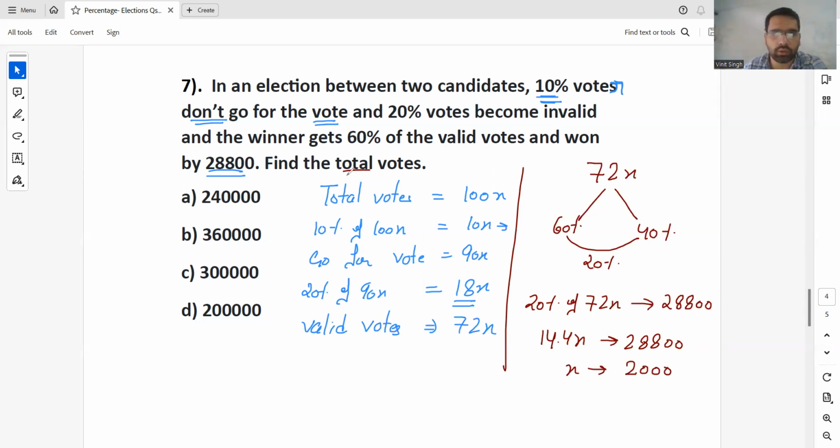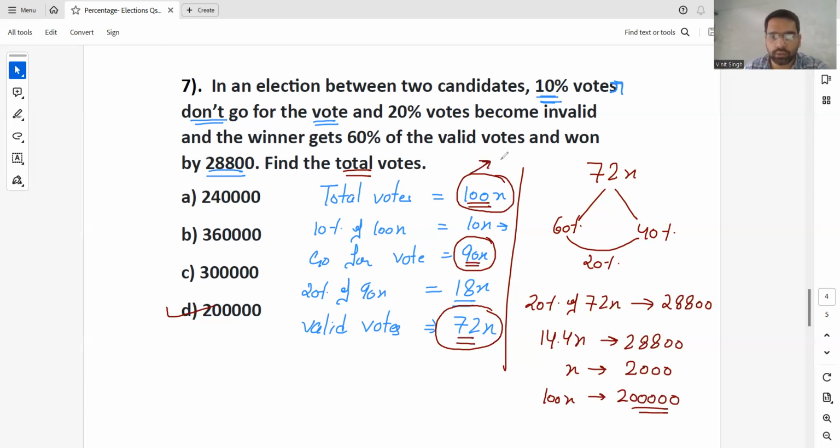We have to find the total votes. 100x is equal to 2 lakh. Now the total number of votes is equal to 2 lakh. Clear? If they are asking for how many people go for the vote, then we will multiply by 90x. And if they are asking for total valid votes, then valid votes will be 72x. Total votes is 100x, go for the vote is 90x, and valid votes will be 72x.